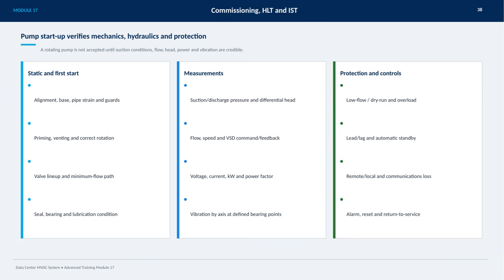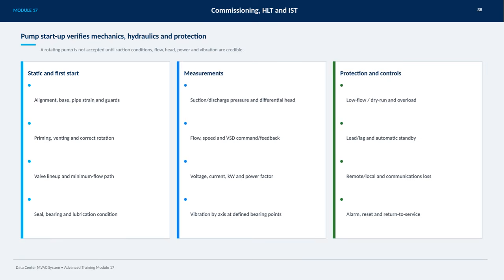We begin with the static checks and the initial start, verifying alignment, base stability, pipe strain, and the presence of guards. It's essential to confirm proper priming, venting, and rotation direction to prevent damage. The valve lineup and establishing a minimum flow path are also key steps. Monitoring seal, bearing, and lubrication conditions helps us avoid premature failures.